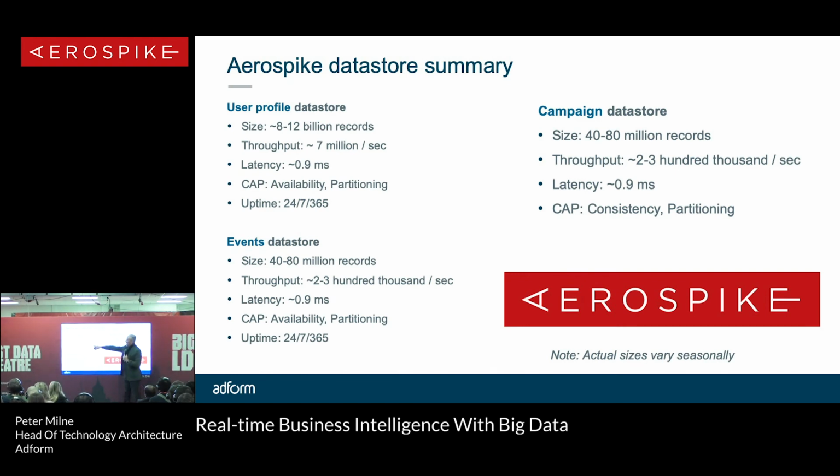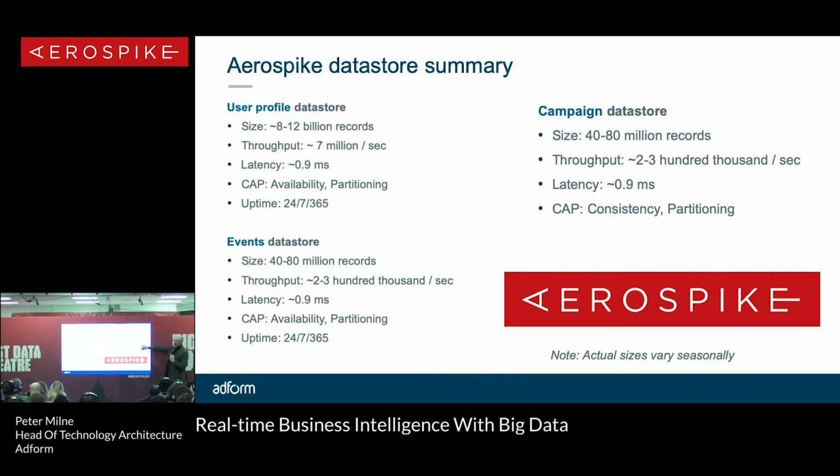And that's, in the CAP theory, availability and partitioning. It's got to be always up, it's always got to be available. We're not so concerned about its consistency at that point. The event data store is a similar one. We will have 40 to 80 million records in that event data store scattered around, representing all of the campaigns that are running, the events that are flowing through. Once again, a low latency but not nearly the same amount of traffic. And that's that edge data store that captures the events.